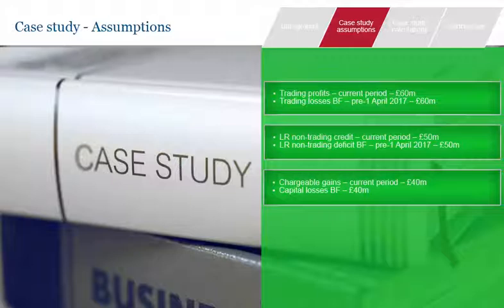Likewise, the brought forward loan relationship deficit is also pre-1st April 2017, so this can only be relieved against non-trading profits of future periods. Finally, the capital loss can only be relieved against chargeable gains of later periods, regardless of when the loss arose.